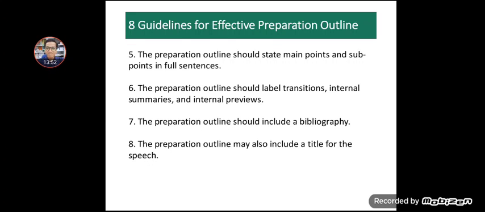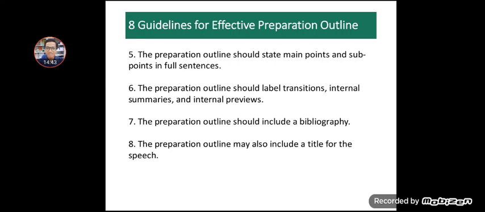And then the 5th guideline is the preparation outline should state main points and sub-points in full sentences. Some good speakers won't do this, but this is so important because we don't want to miss any important main points and their sub-points in any parts of our speech. So we need to make sure that in the preparation outline, the main points are written in full sentences, and also the sub-points in full sentences as well.